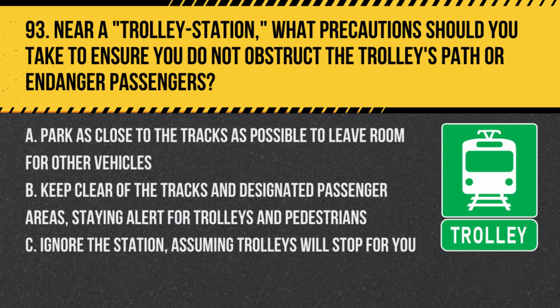Question 93. Near a trolley station, what precautions should you take to ensure you do not obstruct the trolley's path or endanger passengers? A. Park as close to the tracks as possible to leave room for other vehicles. B. Keep clear of the tracks and designated passenger areas, staying alert for trolleys and pedestrians. C. Ignore the station, assuming trolleys will stop for you.